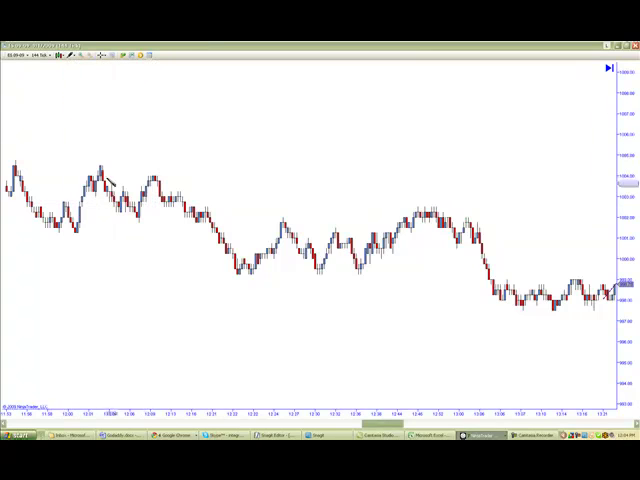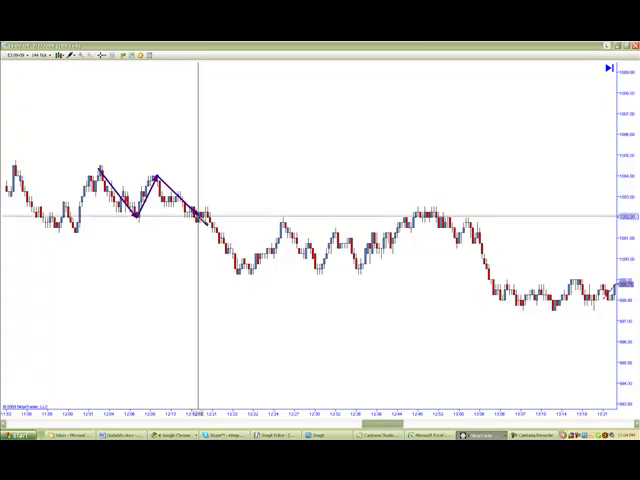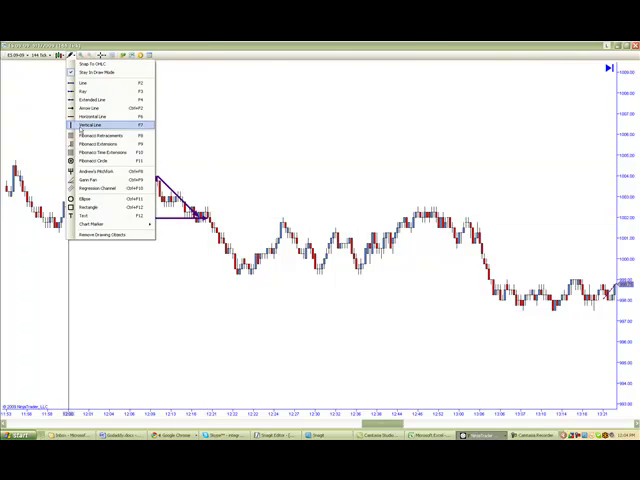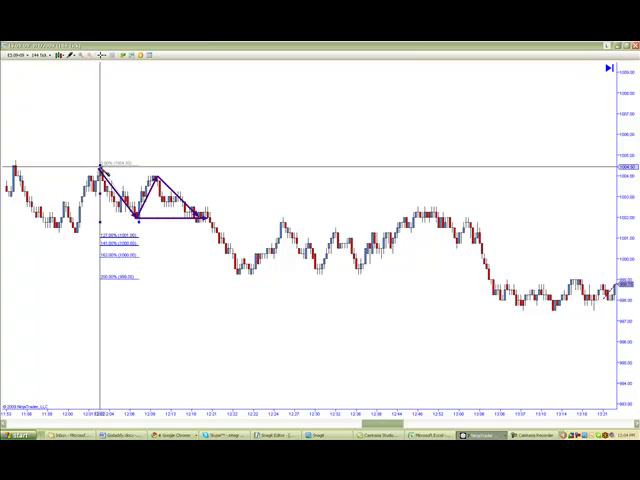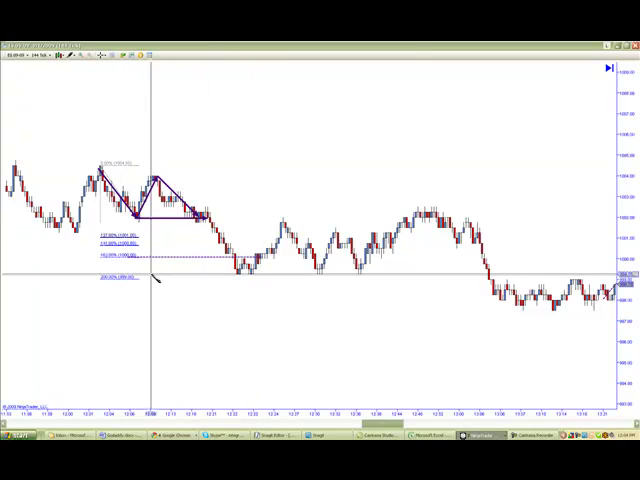Here's an example here. We'll tell the story. Lower high, lower low, lower high, and then what? Retest of this old structure low. And then what does it do? It breaks through. Where does it go to? Use your Fib extensions. There's the 162.